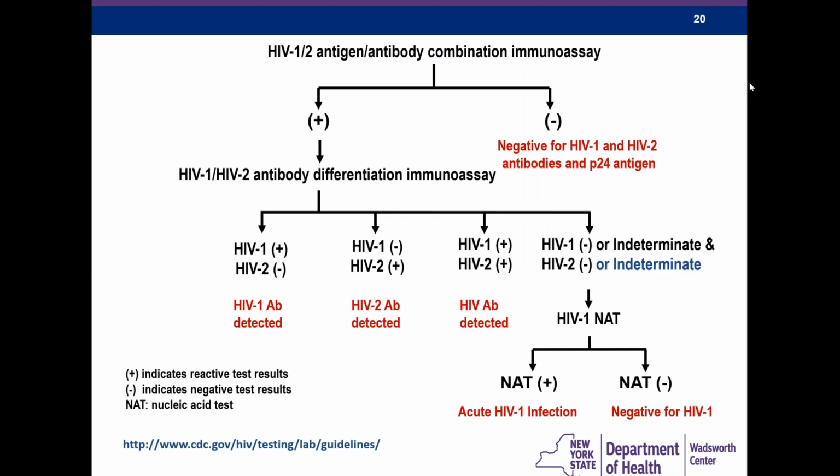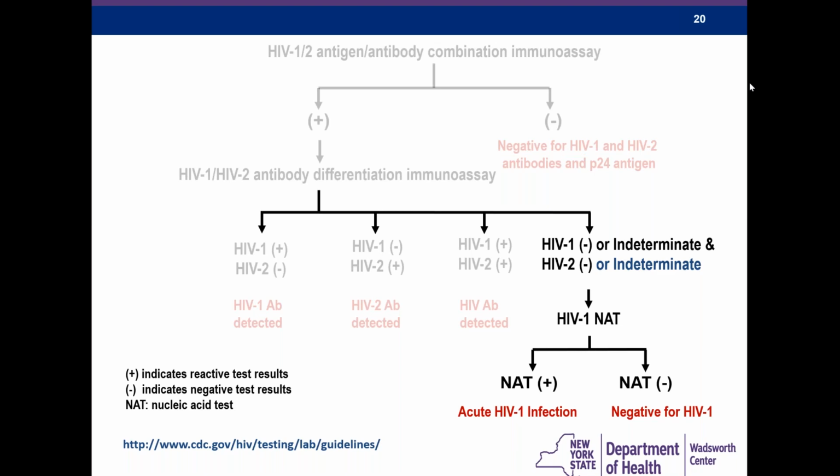All right, so as I mentioned earlier, if the Geenius test is positive for antibodies, then the testing algorithm is done. If the Geenius final assay interpretation is either non-reactive or indeterminate for any type of HIV, then the next step is to conduct an HIV nucleic acid test. Next, and next.